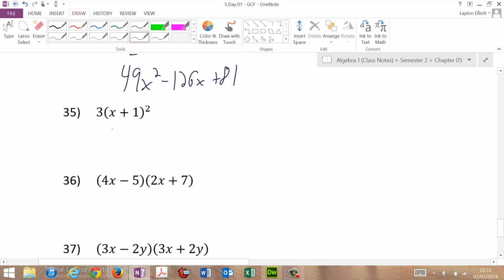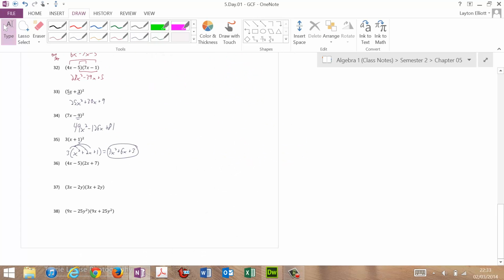35, we just want to make sure we follow the order of operations. So I'm going to keep the 3 outside and square the x plus 1. This will be x squared plus, this is 1x plus 1x, which is 2x. And the last times itself is 1. And then if I distribute the 3 back in, I'm going to get 3x squared plus 6x plus 3.